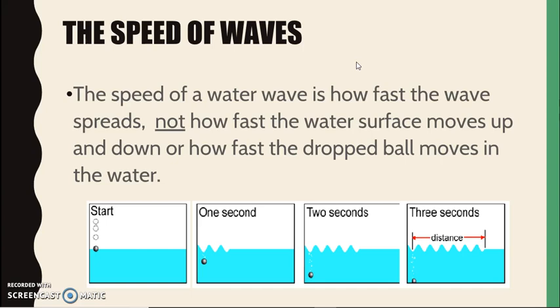The speed of a water wave is how fast it moves from one place to another, how fast it spreads. So it does have to do with wavelength. The longer the wavelength, the faster it can spread, right? It's covering more distance at a time. It also has to do with frequency. How many times in a given amount of time are those waves occurring?